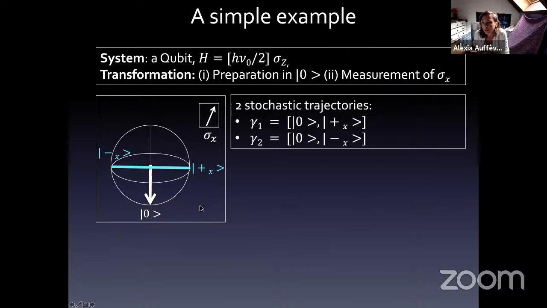Before I go further in the proposal, I want to take a simple example. My example is a qubit, a two-level system which has two states, 0 and 1. And I'm going to do the simplest thermodynamic transformation I can think of, which is preparation and measurement. So I'm preparing my qubit in the ground state, and I'm measuring sigma x. So for sigma x, the basis is a bit tilted, as you can see. There are two stochastic trajectories. Either I jump from 0 to plus, or I jump from 0 to minus.